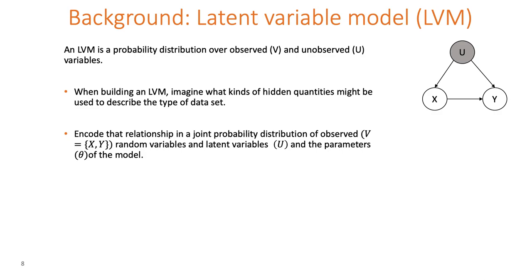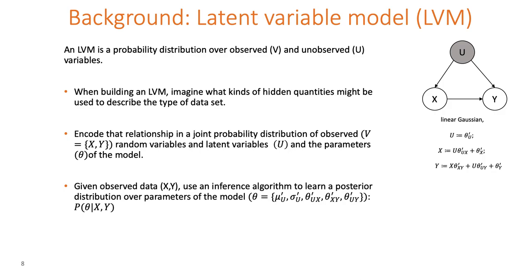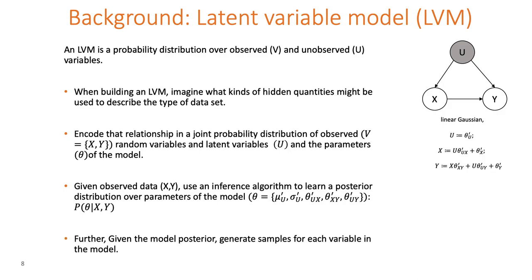Next, we encode that relationship in a joint probability distribution of observed and latent variables and the parameters of the model. For example, based on the data, we may think that the data follows a linear Gaussian structure. Hence, we encode that into our model. Given observed data on X and Y, we use an inference algorithm to learn a posterior distribution over the parameters of the model. Further, given the model posterior, we generate samples for each variable in the model.